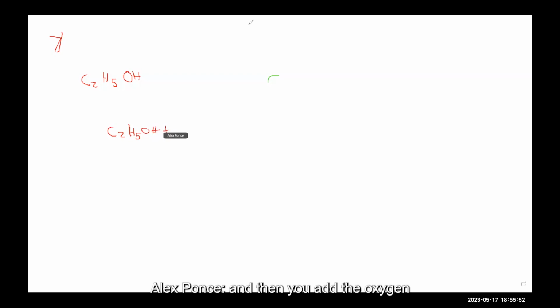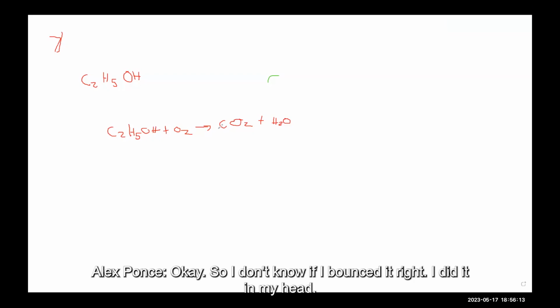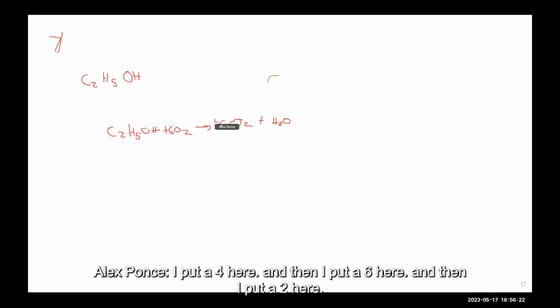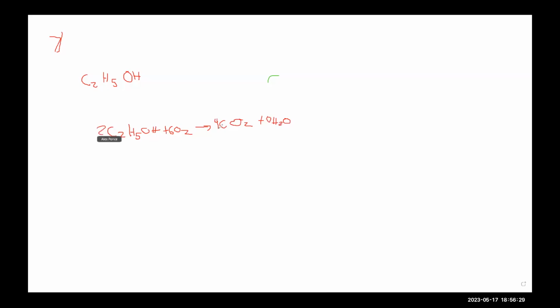And then you add the oxygen, right? Then you have CO2 plus H2O. Is that correct? Yes. Okay, so I don't know if I balanced it right. I did it in my head, and then I double checked it with the way you showed us. I put a 6 on the O2, a 4 here, a 6 here, and a 2 here. This is a 6. 6, 4.